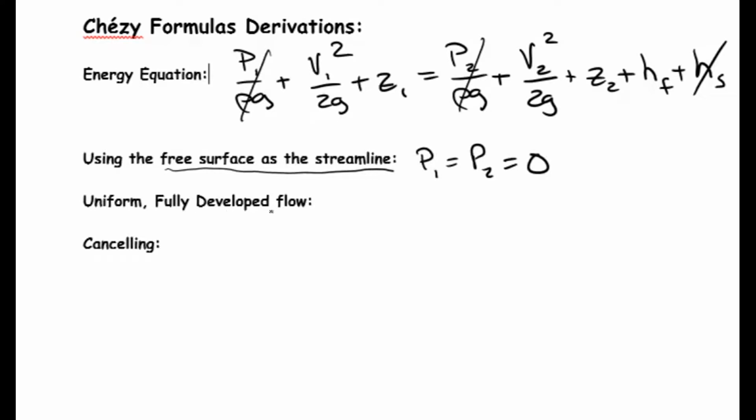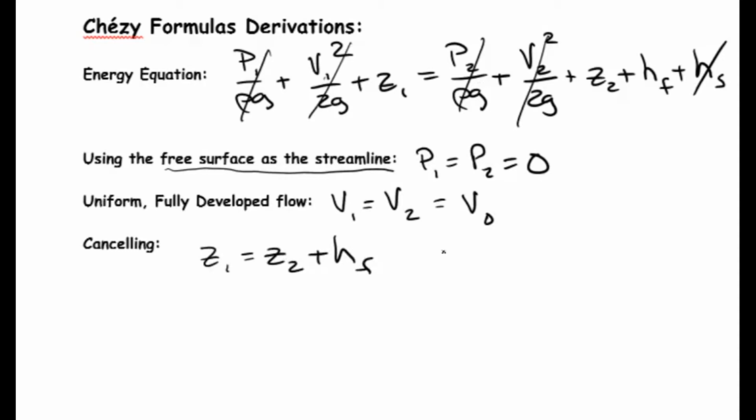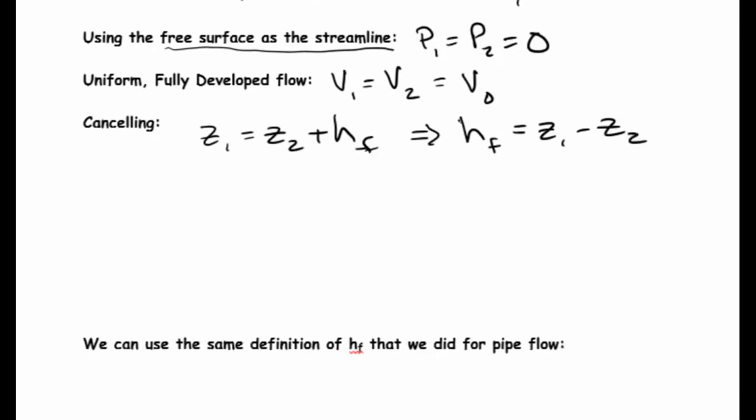Also, for fully developed flow, what that means is V is not changing from 1 to 2. So V1 equals V2 equals V0, you can call it. Well, if V1 equals V2, then V1 squared minus V2 squared is 0. These will also cancel. Alright, and what we have left is then just Z1 equals Z2 plus hf. Nice and simple. And we can rewrite that as hf equals Z1 minus Z2, or delta Z.